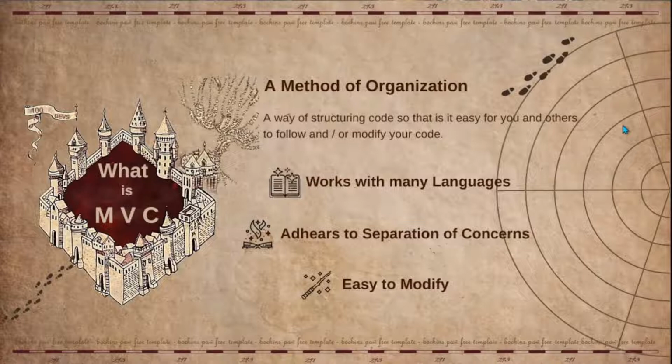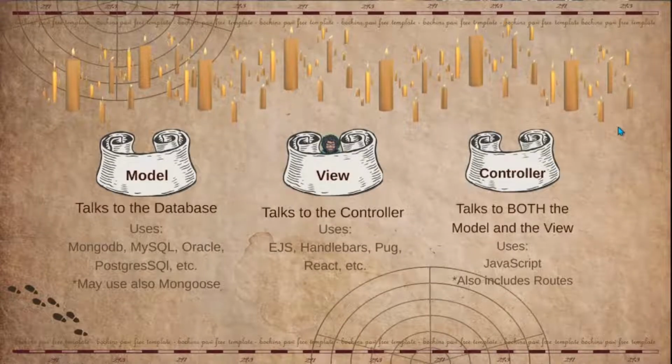For example, when structuring your spells, you separate them into three distinct parts: the model, the view, and the controller. The model section talks to the database, which may also use Mongoose. The view section talks to the controller section, and the controller section, which sometimes includes a route section, can talk to both the model and the view.